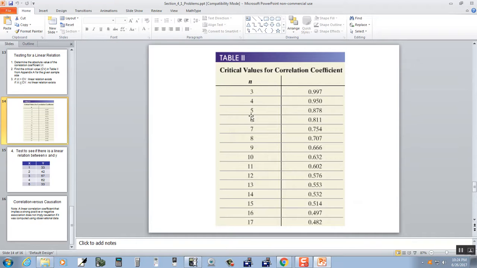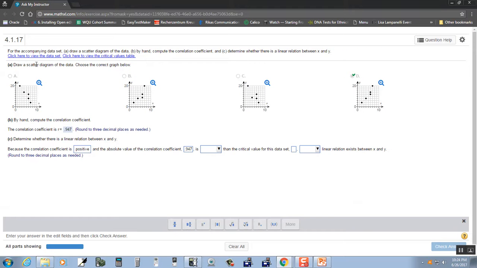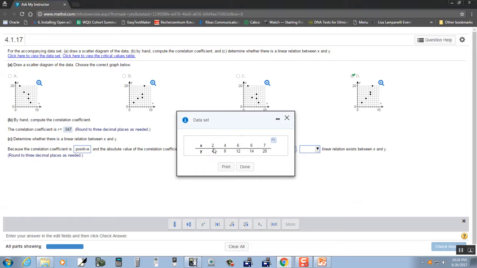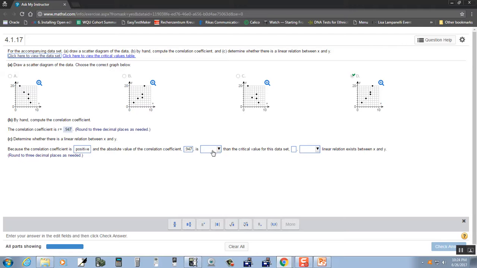Now the N refers to how many sets of data points you have. And I'm talking about pairs. So if I look at the data set here, looks like we have 5 pairs. So N would be 5, so we got 0.878 from our table. So this is greater than the critical value 0.878.